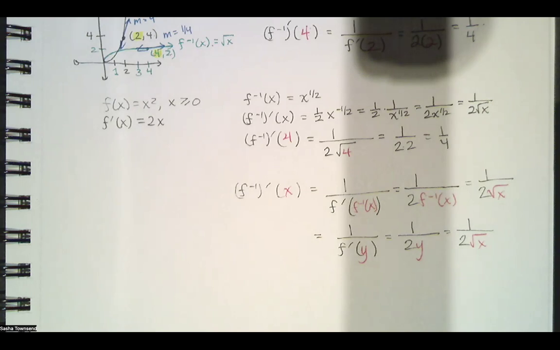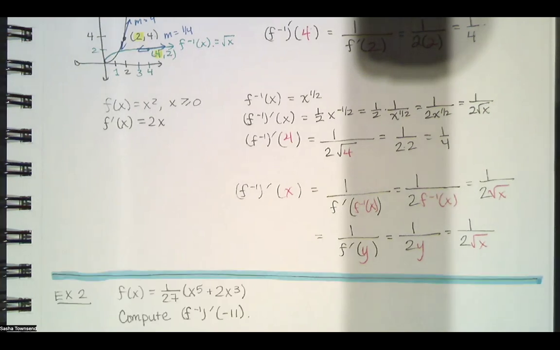Let's look at another example. So here we have f of x equals 1 divided by 27 times x to the 5th plus 2x cubed. We're asked to compute the derivative of f inverse at x equals -11. Now, if I could, I would just switch the roles of x and y. So this is my y value and these are my x values.